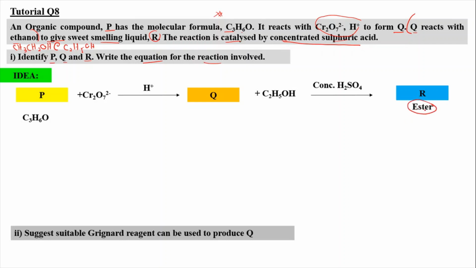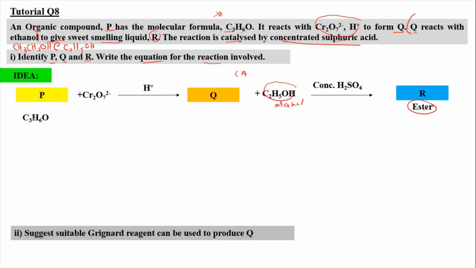Okay, and an ester is going to be produced from the reaction of alcohol and carboxylic acid. Okay, so that's the idea that you have known. And the carboxylic acid can come from an alcohol or an aldehyde, where it undergoes oxidation to form carboxylic acid.